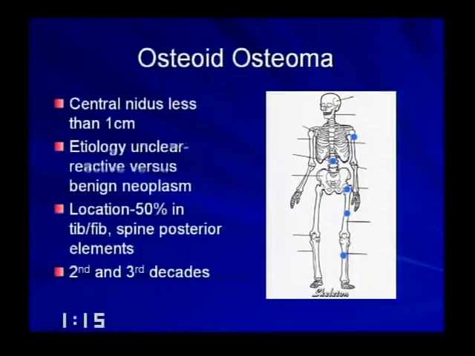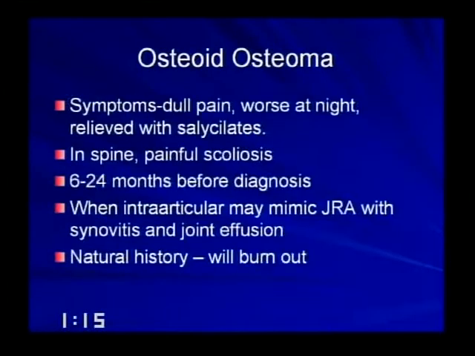The etiology is unclear. People really don't understand what this lesion is. Maybe it's just reactive, but we treat it like a benign neoplasm. Dull pain worse at night. Usually quite a while of chronic pain before the diagnosis is made. When it's intra-articular, it may look like an arthritis, and since they're young, you think JRA, because they can get a reactive synovitis. Natural history of an osteoid osteoma, it'll burn itself out. If the patient can tolerate salicylates for several years, this lesion will eventually burn itself out.